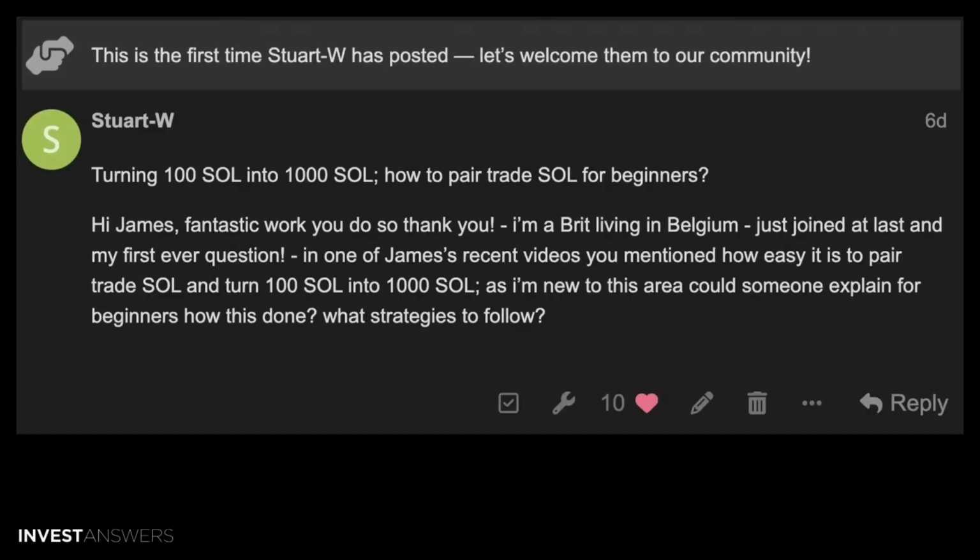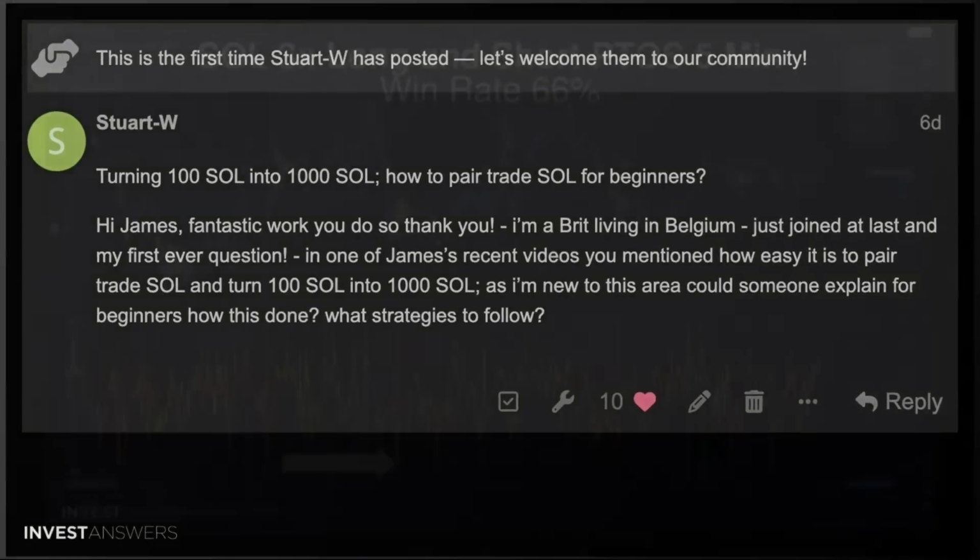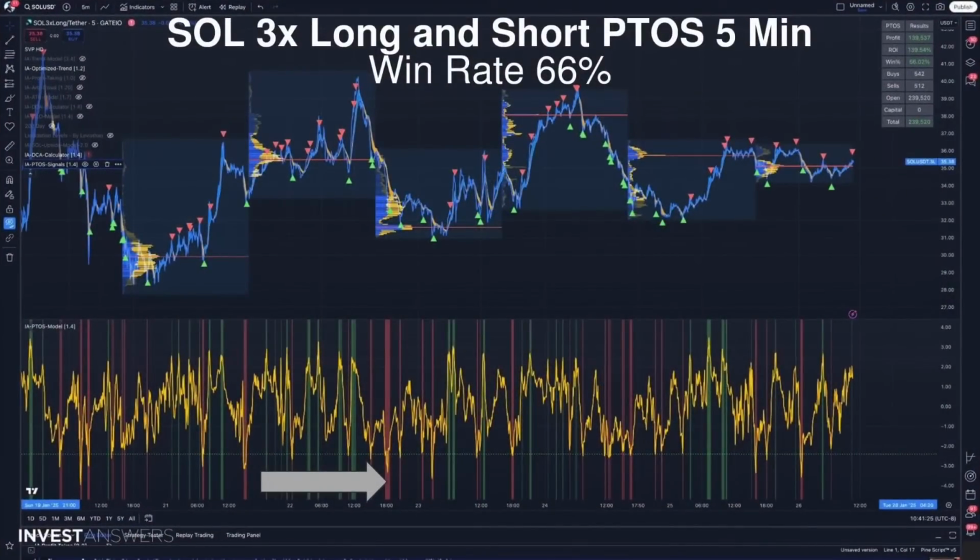The best tool for pair trading is pair trading between inversely correlated pairs. We call it pair trading on steroids. So what I do here, this is using Solana 3x long and short with pair trading on steroids in the 5-minute chart. Win rate 66%. That's not good. So I would skip that.